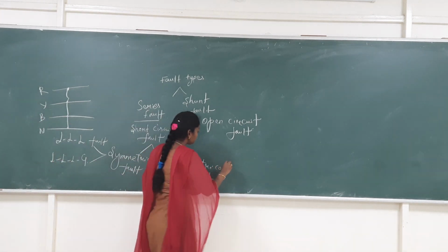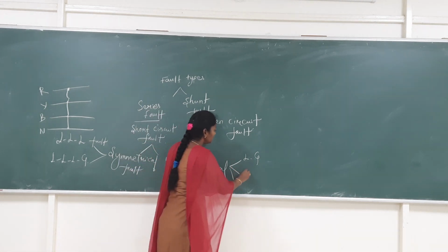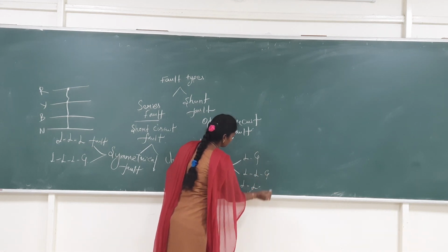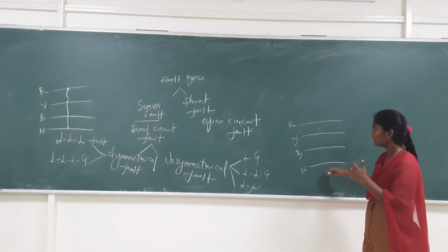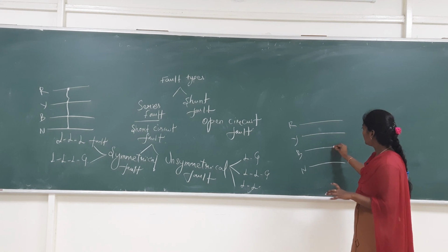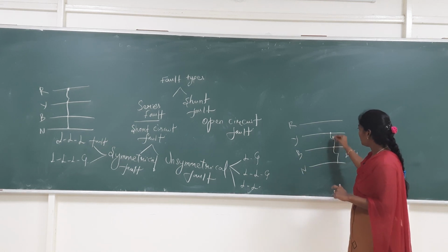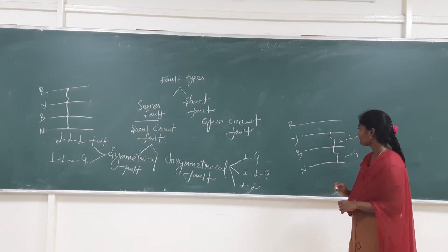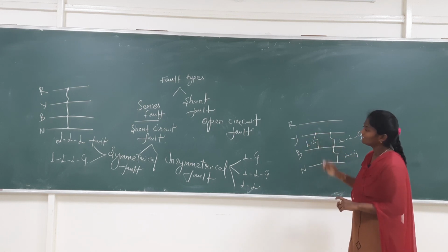Unsymmetrical fault means unbalanced fault. It includes line to ground and double line faults. Considering a three-phase system with neutral ground, if any one line is shorted to ground, it is called a line to ground fault. If any two lines are shorted with ground, it is called a double line to ground fault. If any two lines are shorted, it is called a line to line fault.